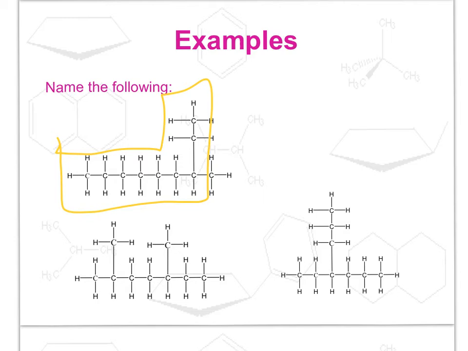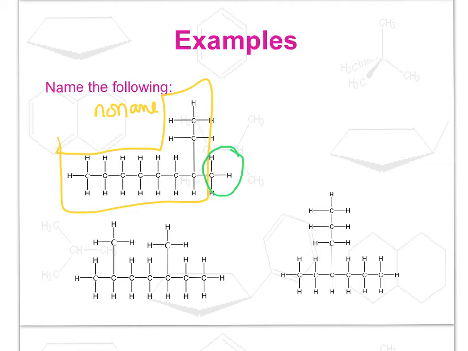So there are 9 carbons, and so we call that non. And it is just an alkane because they're all single bonds, all just carbons and hydrogens, nothing special, so nonane. Now by saying nonane, we have named everything that's in that yellow box. So what's left? What's left is this right here, which is not in the box. We need to name it.